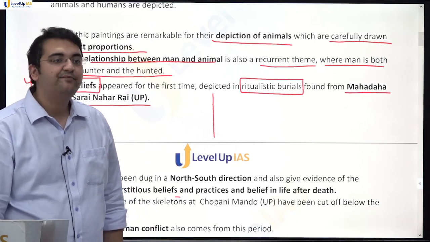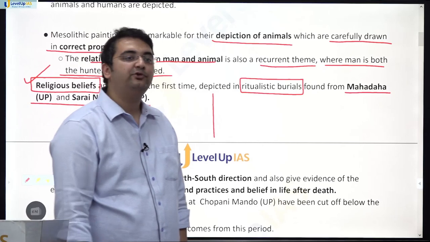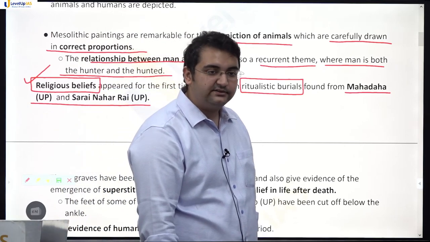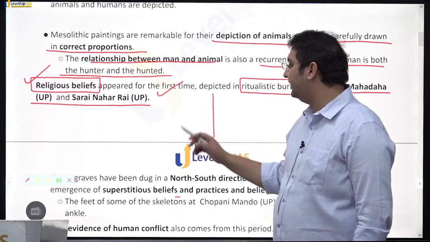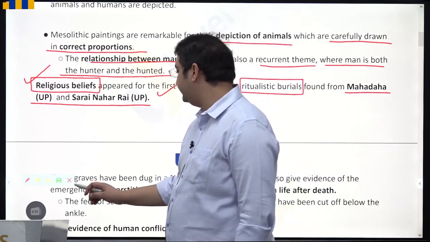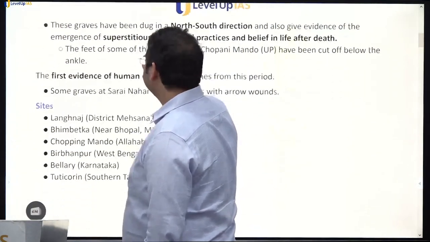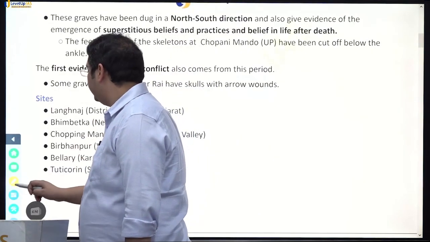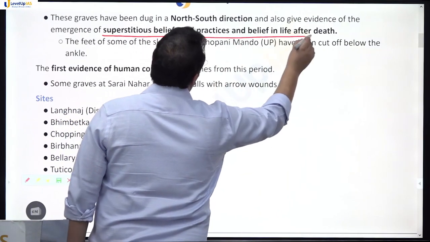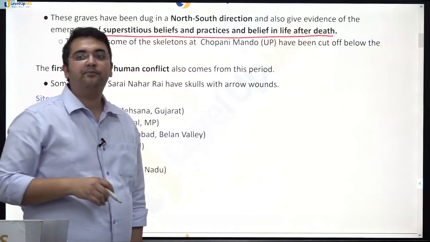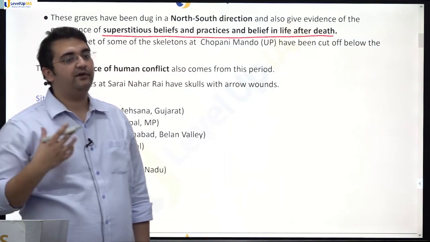Could this have been possible if there was no formal belief and practice? Nahi ho sakta tha. So this is the biggest evidence of the existence of religious beliefs. Right? Further, superstition was also a part and parcel of their religious philosophy.